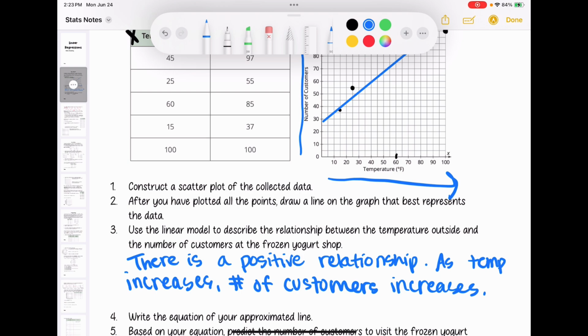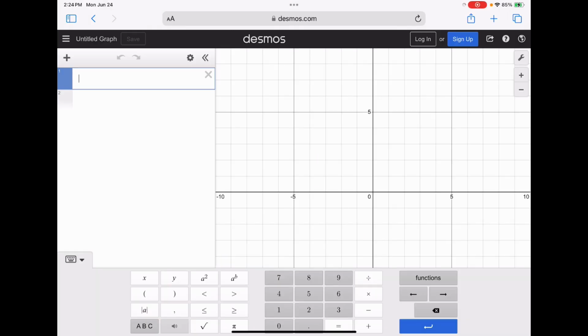All right, number 4 says to write the equation of your approximated line. So instead of focusing all on approximating, I want to show y'all how to do it on Desmos. So we're going to go to Desmos. All right, now that we're on Desmos, we are going to make the table that is on our paper.